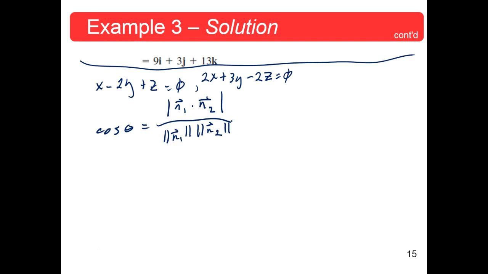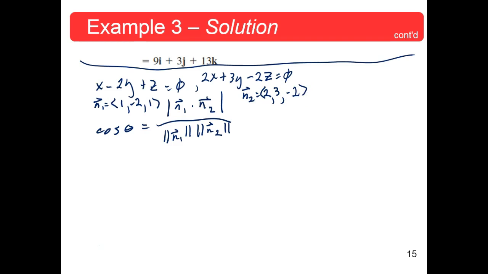Okay? Well, wait a minute. What is n? If this is plane 1, what is n1? It's a vector, right? And what is it? 1, negative 2, 1. And what's your n2? 2, 3, negative 2. Okay, time out just a moment here.